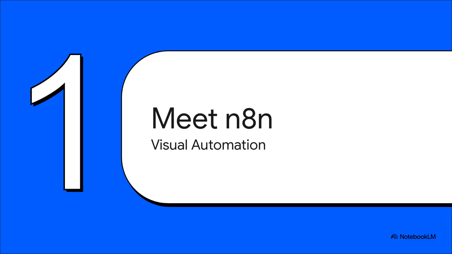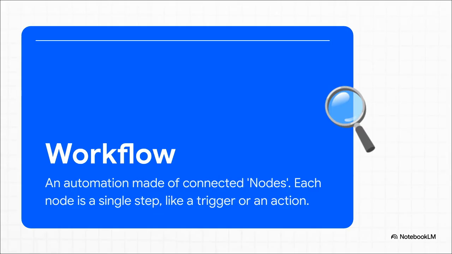Enter n8n. Now, this is a seriously powerful automation tool that was built from the ground up for technical folks. The whole idea is to let you connect all your favorite apps, and then you can build these really complex automations either by visually dragging and dropping, or if you want, you can get into the code for super precise control.